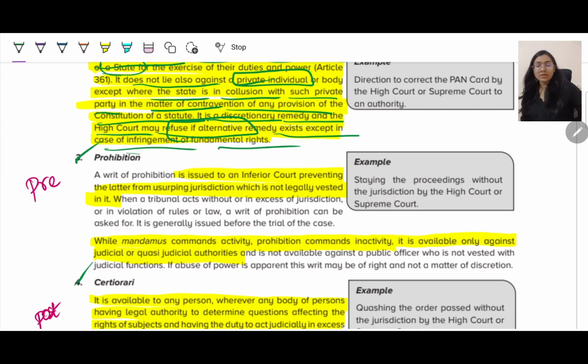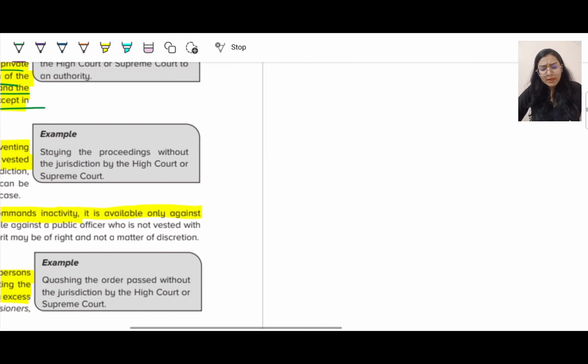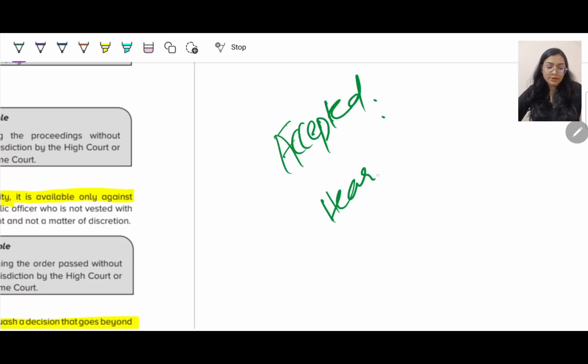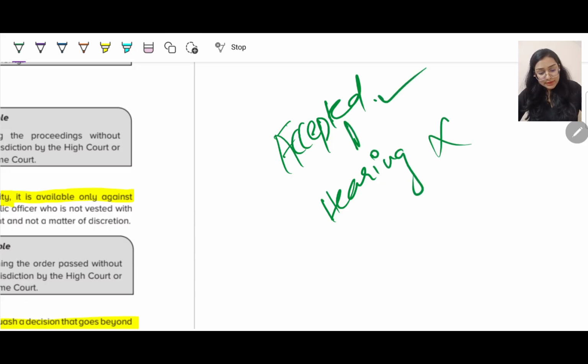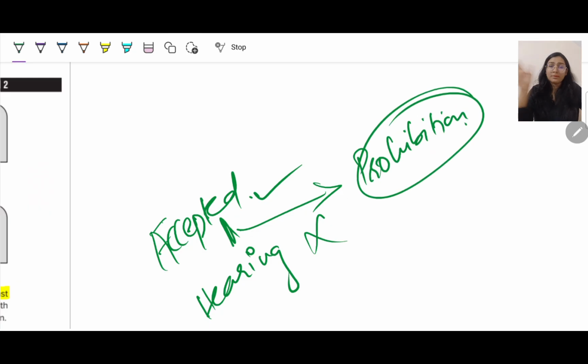Fine. Now, prohibition and certiorari, let's read together. Now, understand. I have filed one particular case in a court. Fine. There's a court, and I have filed my case in A court. They have accepted my case, but the hearing is not done yet. During this time, I can go ahead and file for prohibition, saying that they have accepted, but they are not authorized to accept. So prohibit them from continuing with my case.